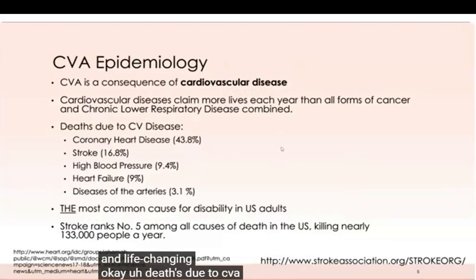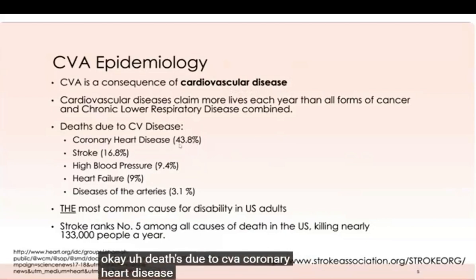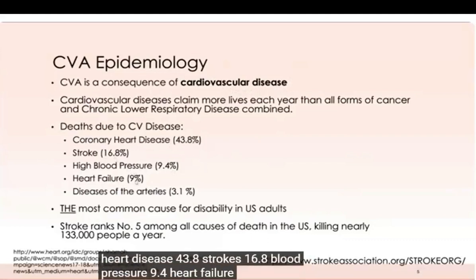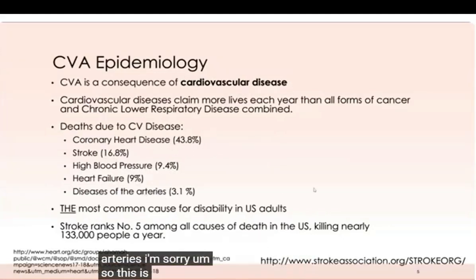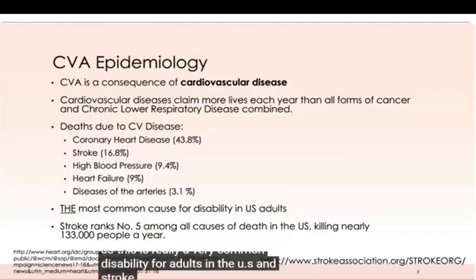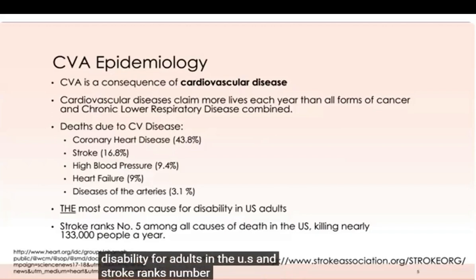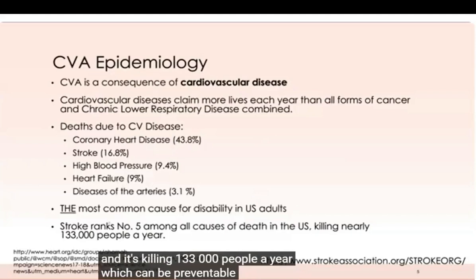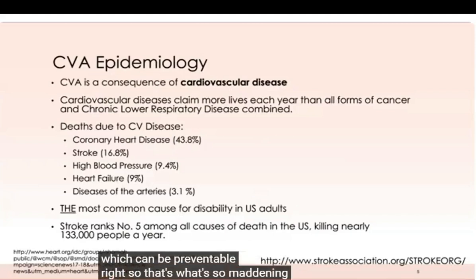Okay. Deaths due to CVA: coronary heart disease, 43.8, strokes, 16.8, blood pressure, 9.4, heart failure, 9%, and then diseases of arteries. This is really a very common disability for adults in the US, and stroke ranks number 5 among all causes of death. And it's killing 133,000 people a year, which can be preventable, right? That's what's so maddening about this.